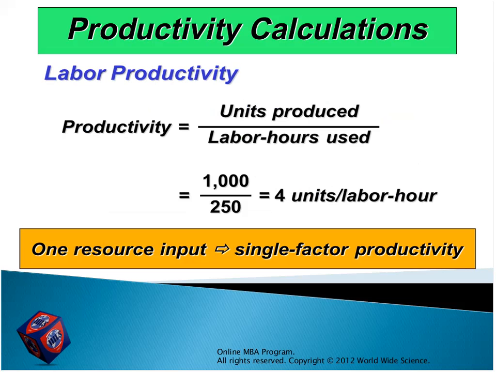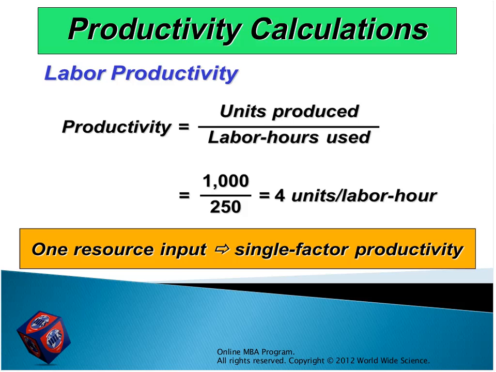Okay, productivity. For example, we have several kinds of productivity: labor productivity, capital productivity, and multi-factor productivity. If you calculate only labor productivity, it's called single factor productivity, as you see in the yellow box. If you consider only one resource input, such as labor or capital, one of them, it's called single factor productivity.